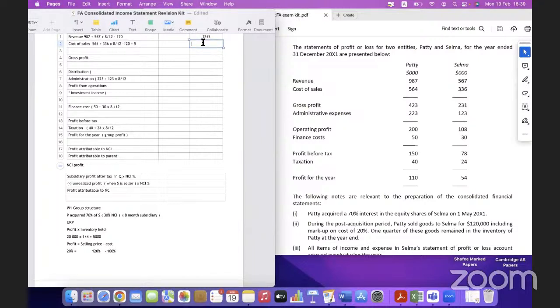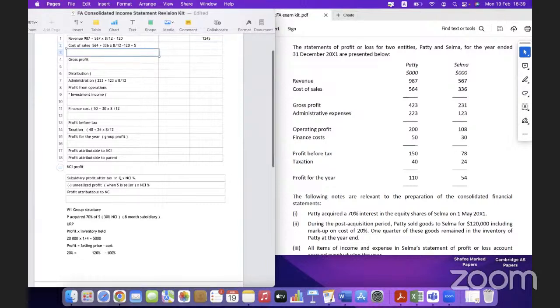Right. Now, guys, let's calculate the cost of sale then. Right. 564 plus this one, right, minus 120 plus 5. Answer is, guys, minus 673. 673. Done. Okay. Now, guys, let's calculate the gross profit then.